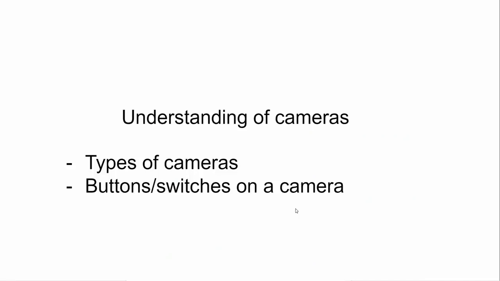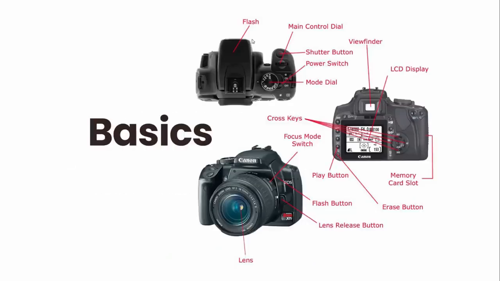So after our first topic, types of cameras, we are going to buttons or switches on a camera. This is a flash which has come along with the camera. When you are buying a professional camera, basically this option will not be there, only this mount will be there to connect an external flash.